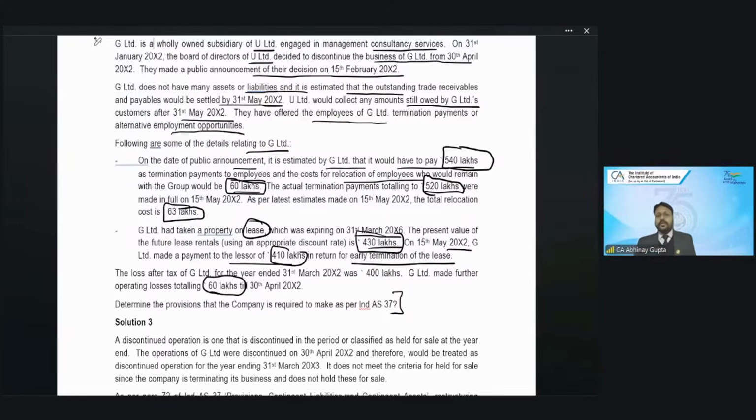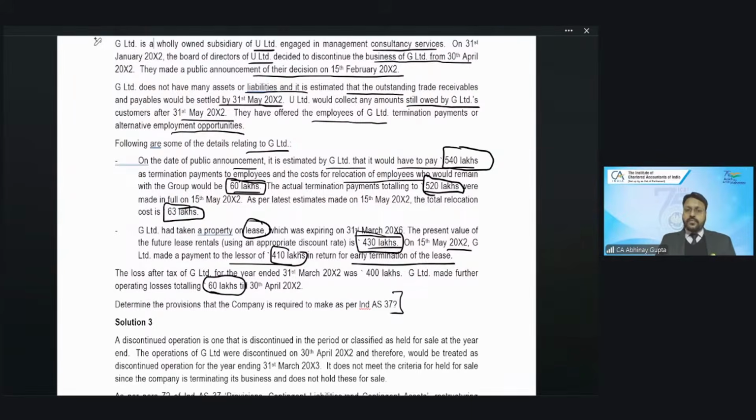So what would be the entry? 63 lakh, because the actual payment is 63 lakh, and it will be recorded only on the date when the payment is made or the expense is incurred. So this is an expense not for the current year but for the next year. Clear? Yes, sir. Future expenses we will not record now.